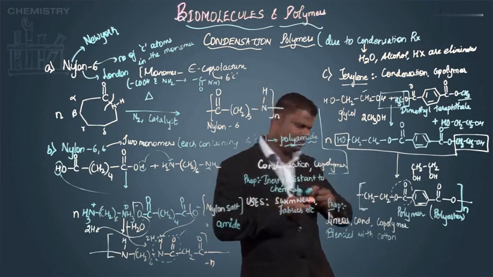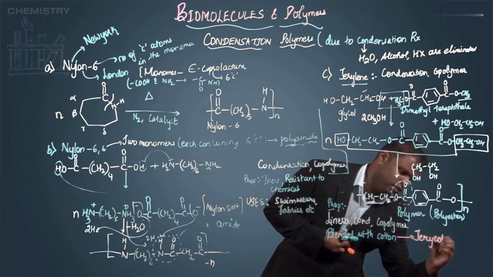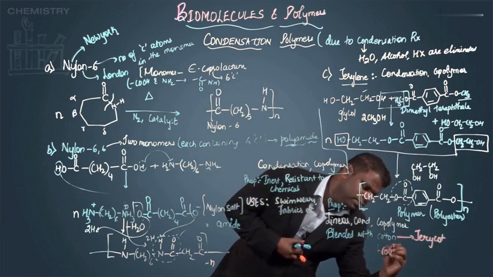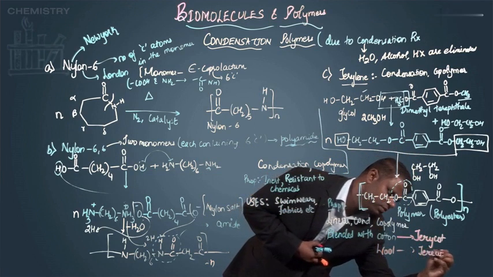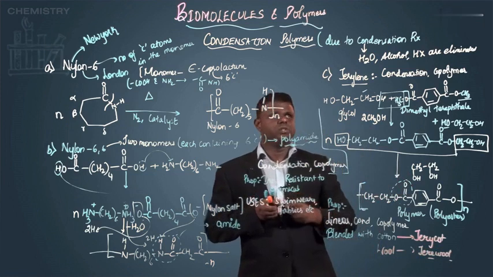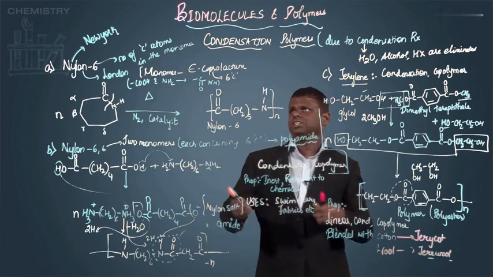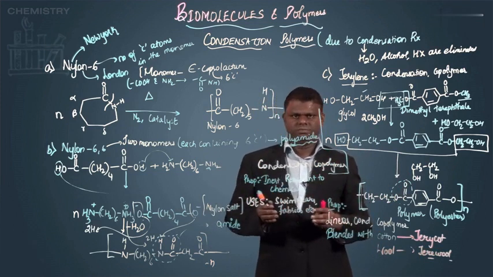It forms terracotton, and blended with wool, it forms terry wool. Okay, so it is generally used in fabrics. So this was about the 3 condensation polymers. We have a couple more to do, which we will be doing after this.